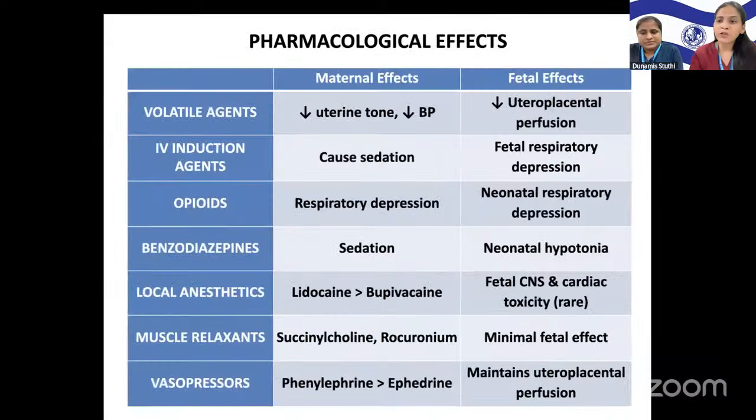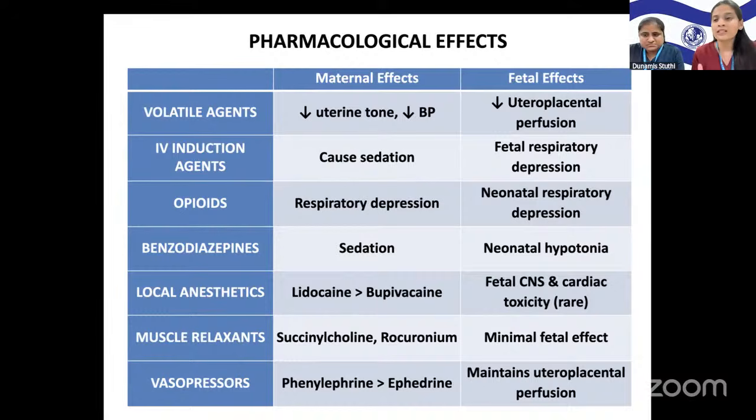The pharmacological effects over the mother and the fetus have to be kept in mind. Volatile agents that we use cause uterine relaxation, a decrease in the tone, which reduces the uteroplacental perfusion and can lead to fetal hypoxia. IV induction agents cause sedation in the mother, and they can cause fetal respiratory depression because of the fetoplacental transfer that occurs. Opioids cause respiratory depression in the mother and the fetus, so they have to be carefully used. Benzodiazepines, a few of them, can cause neonatal hypotonia, floppy infant syndrome, and sedation in the fetus.